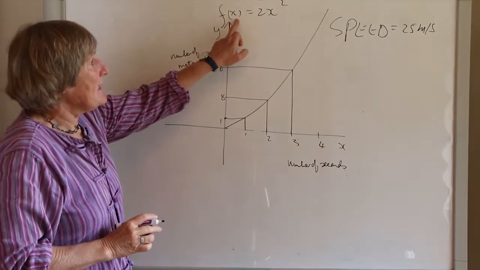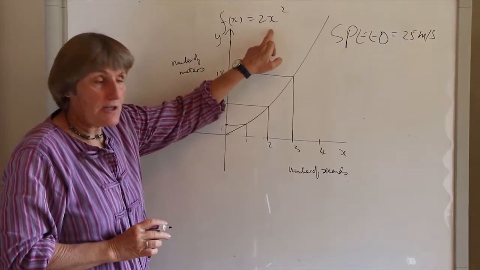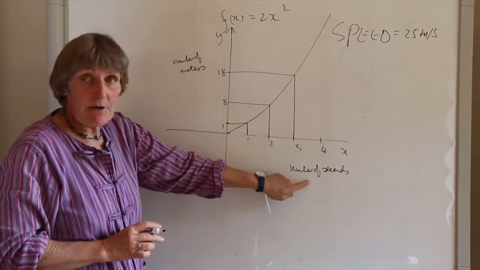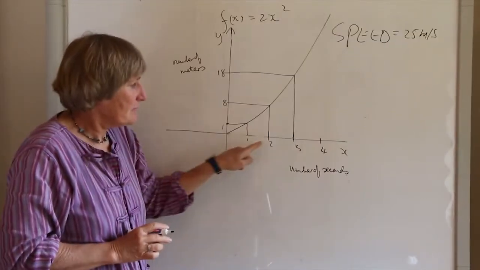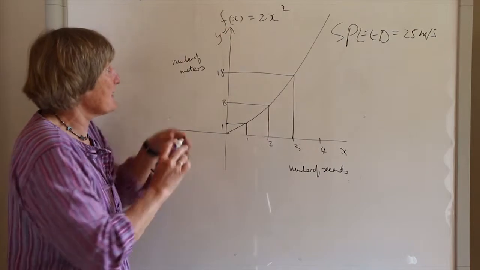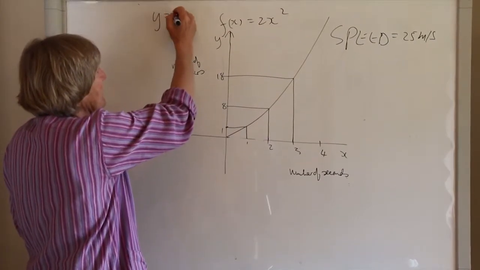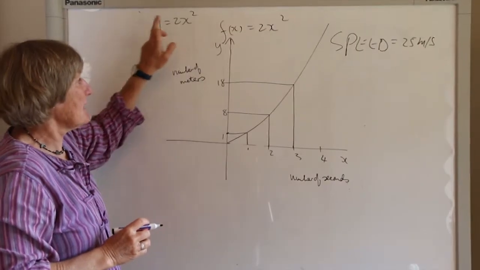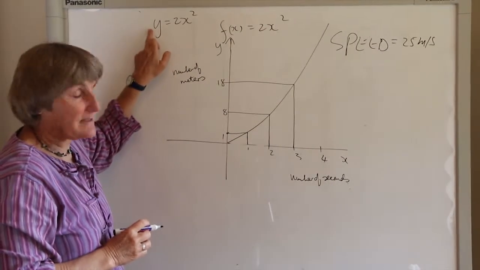Now, this is the way he moves. This is the equation. So what does it mean? The x stands for the number of seconds. I've tried to show you here. And the f(x) is the y. Y is equal to that. So the input is the number of seconds. The output is the number of meters.